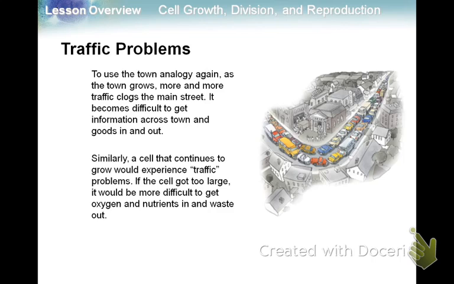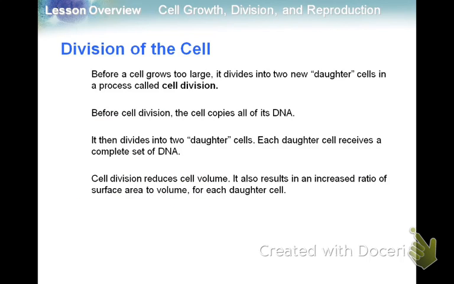As the cell gets bigger, it becomes more crowded. It gets difficult to get things across town, goods in and out. A cell that continues to grow would experience traffic problems. If it got too large, the good stuff would be more difficult to get in and waste products out. So before a cell grows too large, it divides into new daughter cells in a process called cell division. Really important, before that, DNA has to be copied so that there's a copy of DNA in each what we call daughter cells.